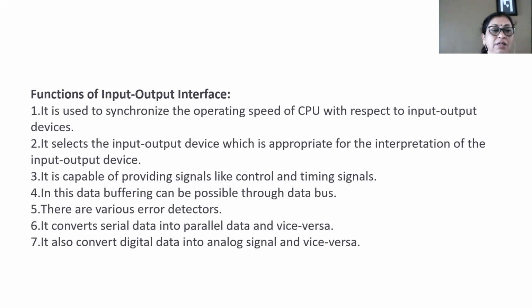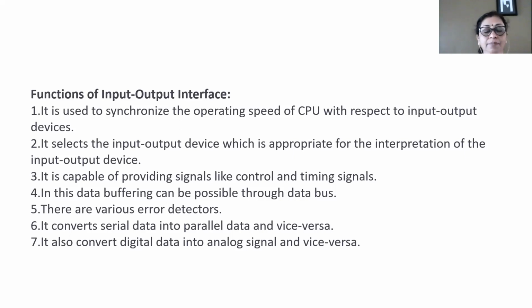The third function is that it is capable of providing control signals and timing signals in order to control the communication between input-output devices and the central processing unit. To provide the communication between these two components, the interface provides control signals and timing signals. So this is another important function of the interface unit.